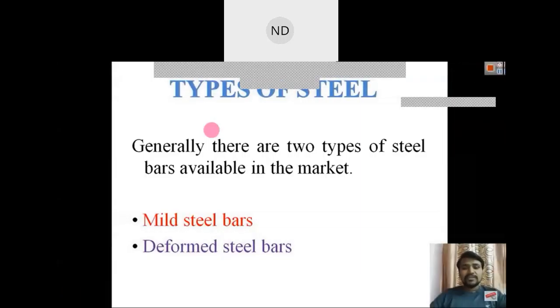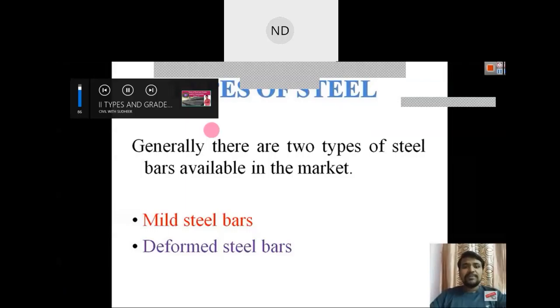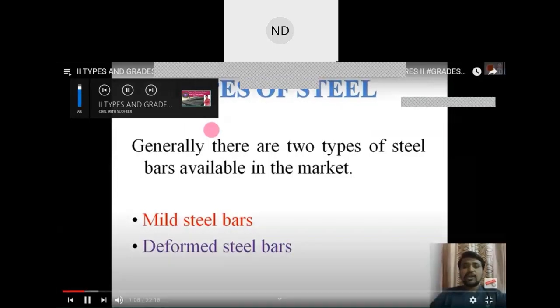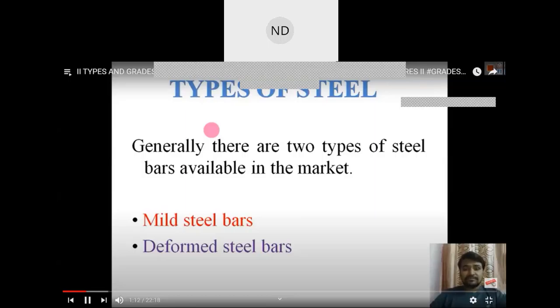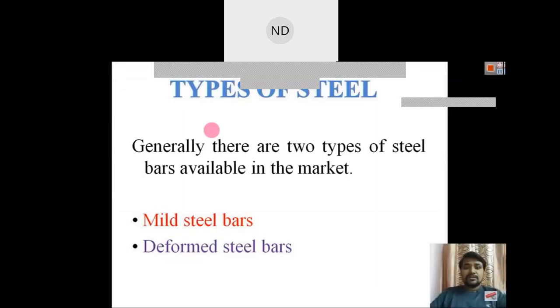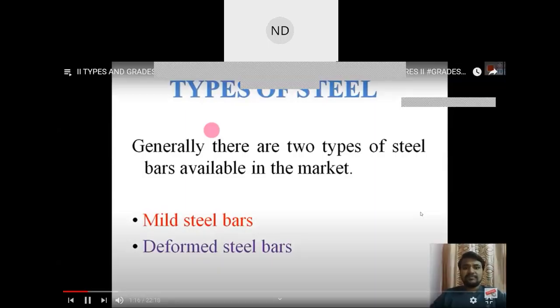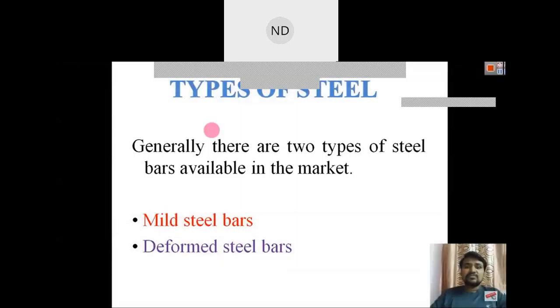Let me start again. So, types of steel. We'll start from types of steel, but first of all, understand the importance of providing steel in concrete, that is, in buildings or any structure. Concrete is good in compression, but it is weak in tension, because it is a brittle material.